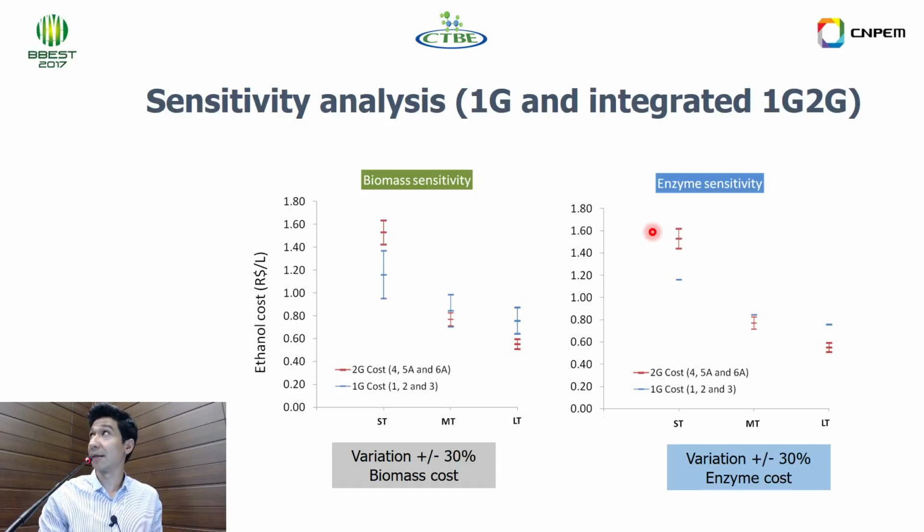The same analysis was performed looking at enzyme cost. For sure, for first generation facilities, there's no sense in doing this, so that's why the value is also steady. Then we can see that considering only the uncertainties on enzyme costs, in the medium term second generation cost would be more attractive than first generation. And of course, in the long term, that would be even more clear.